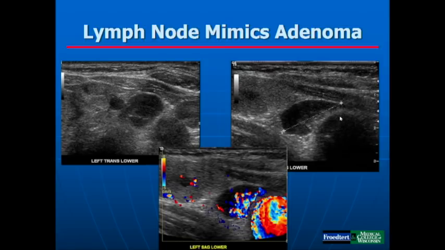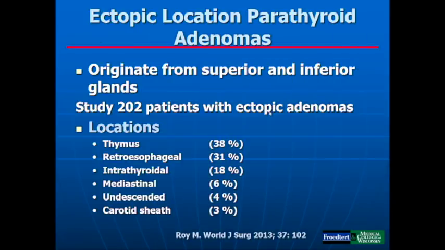Localization differentiation with lymph node obviously is, as was mentioned before, normal lymph nodes. For example, this is a big lymph node located inferior to the gland, but note the central echogenic area and the presence of color flow in comparison with the distribution.